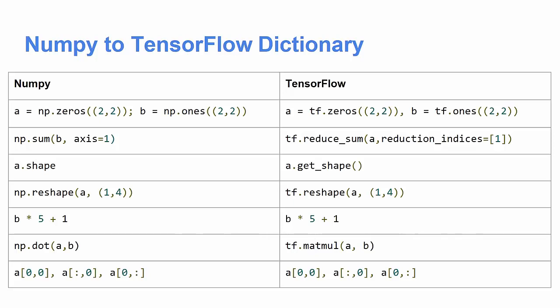In NumPy np.reshape will be similar to tf.reshape in TensorFlow, and np.dot(a, b) will be the same as tf.matmul(a, b) in TensorFlow. And other operations are similar too, like accessing the index i, j will be similar in TensorFlow with index i, j.